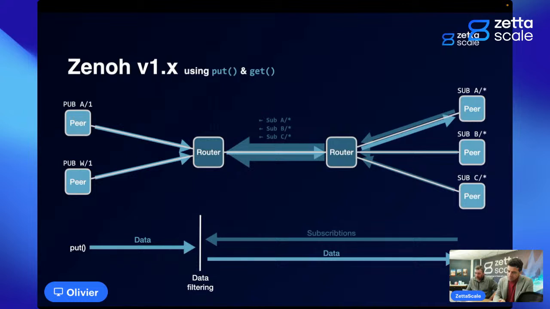But the downside, indeed, is that, for example, here, the publisher publishing on W/1, nobody is interested, and the data still flows to the router. And so here is where the interest protocol kicks in. The interest protocol allows some applications, typically publishers, to query the router for the subscriptions matching their publication.